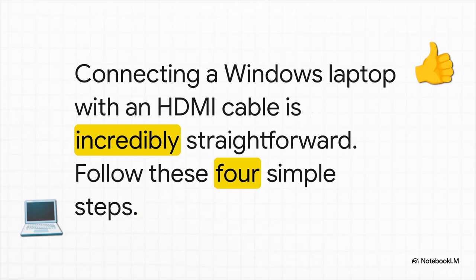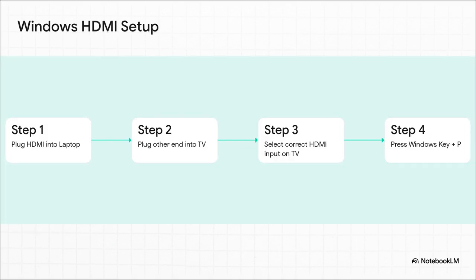Okay, so if you're on a Windows laptop, you're up first. Don't worry, this is super, super simple. You're just four little steps away. Step one, plug that HDMI cable right into your laptop. Two, plug the other end into the TV. Now three, and this is where so many people get stuck, grab the TV remote and switch it to the right HDMI input. Finally, here's the magic trick. On your keyboard, hold down the Windows key and then press the letter P.